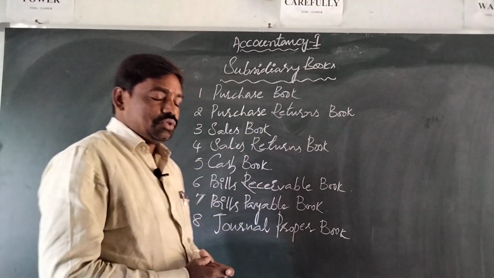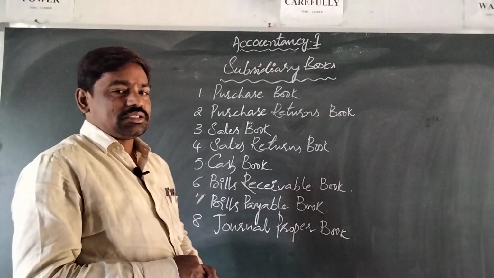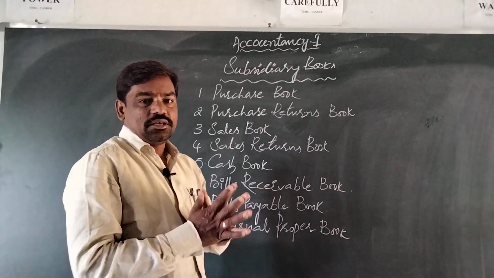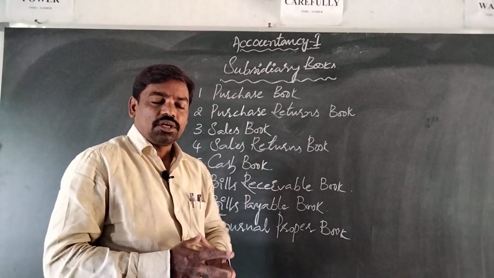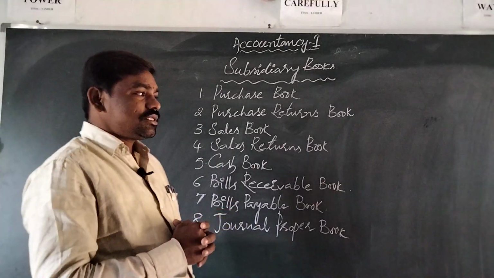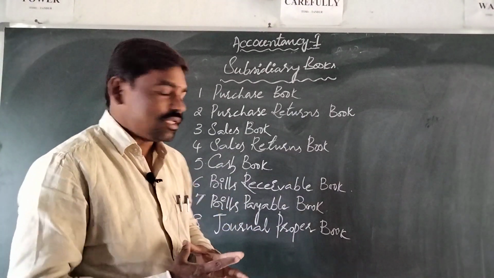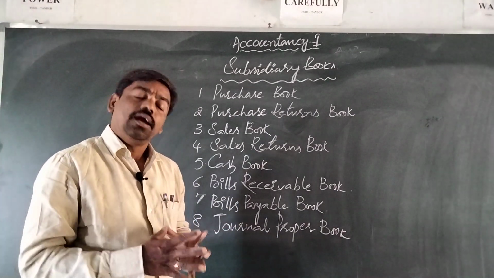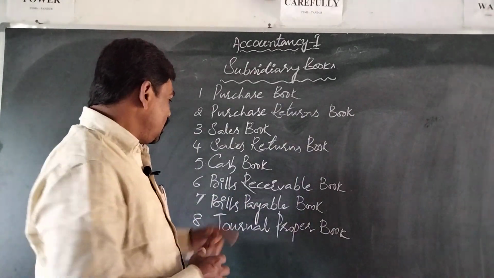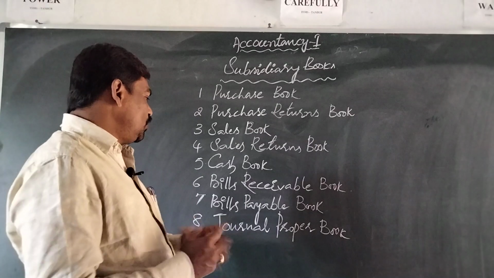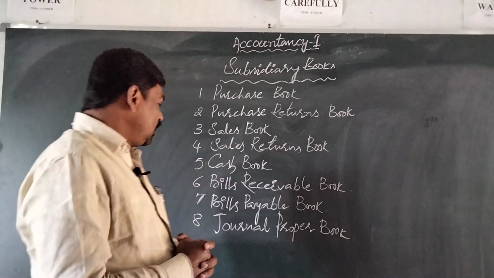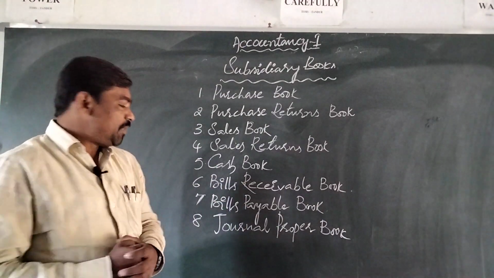Okay. So the purpose why we maintain each subsidiary book we can understand. Purchase book can be used to record only credit purchases, and purchase returns book can be used to record only purchase return transactions, and sales book we use to record only credit sales, and sales returns book can be used to record sales returns, and cash book can be used as a ledger also. So in this book we record all types of cash transactions. And bills receivable book, in this book we record all bills receivable information. And bills payable book, it is the book where we record all bills payable information.